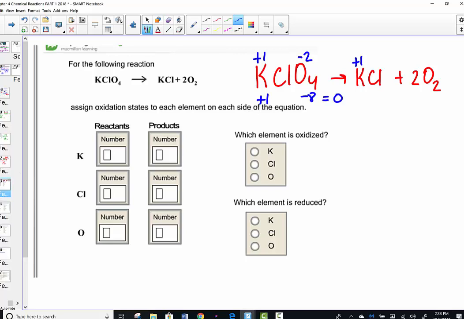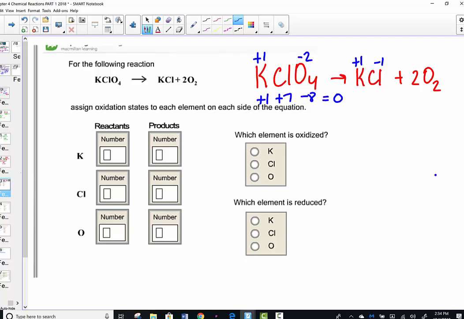So if potassium's contributing a +1, oxygen is a -2 for a total of -8. The chlorine here is assigned a +7. On the product side, chlorine is now in a binary compound. It's just tied to potassium as a +1, so now its charge must be -1 to make the electrically neutral compound.